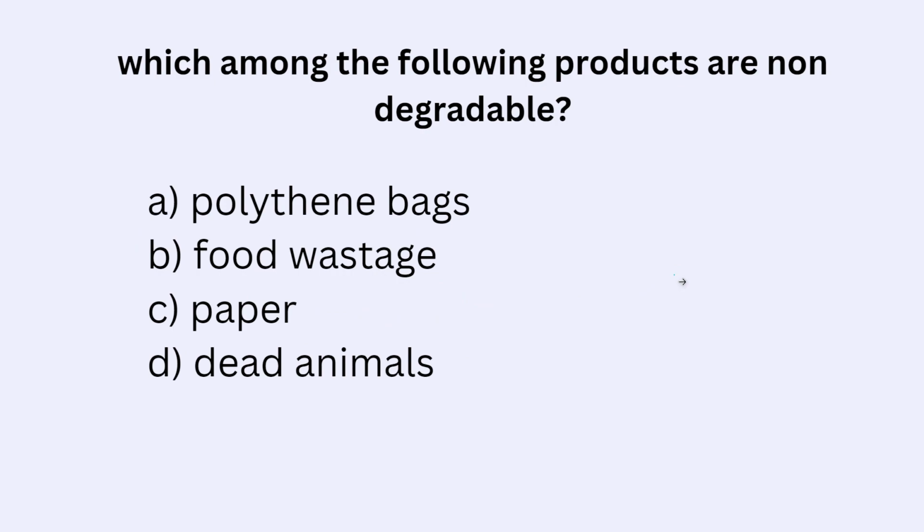The third question, which among the following products are non-biodegradable? Which among the following products are non biodegradable? Here the mention is biodegradable. Option A is polythene bags, option B food waste, option C paper, option D dead animals. So food waste is degradable, paper is degradable, dead animals are also degradable, but polythene bags are not degradable in the soil. That's why it is mentioned as non-biodegradable products.